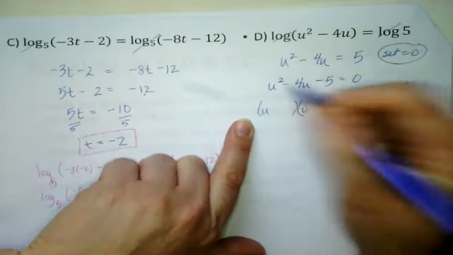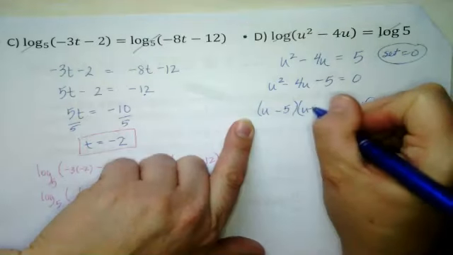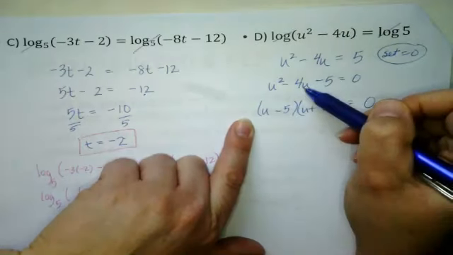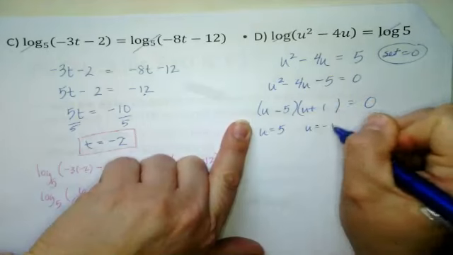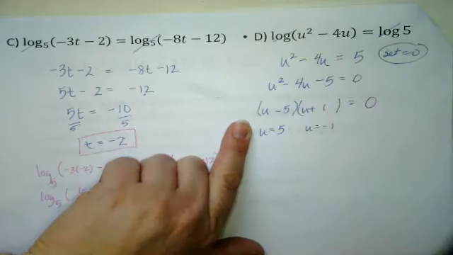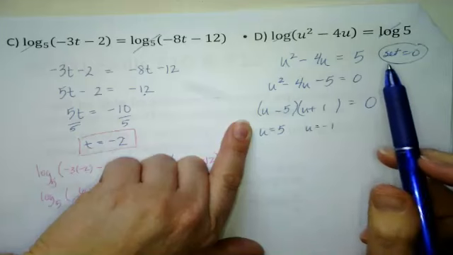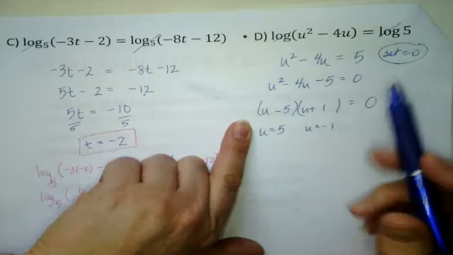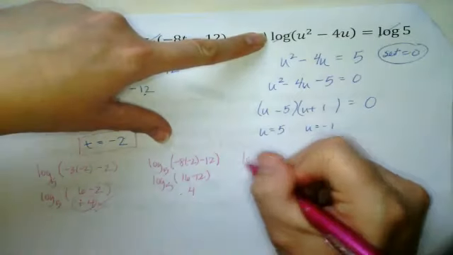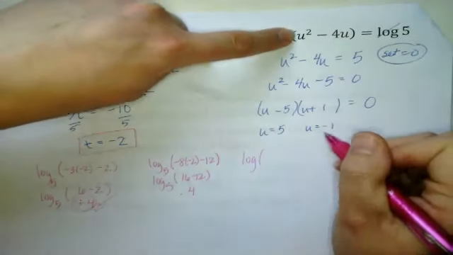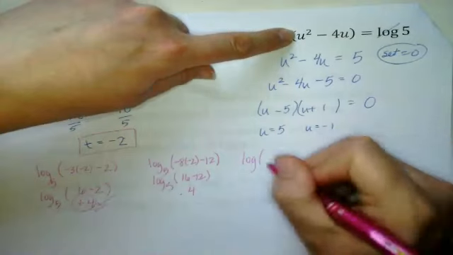u times u is u squared, negative 5 and positive 1 will give me a negative 4. That's u equals 5 or u equals negative 1. I'm going to go ahead and double check those and make sure that they both work when I plug them in. So log of, I'm really worried about the negative here, so I'm going to do that.